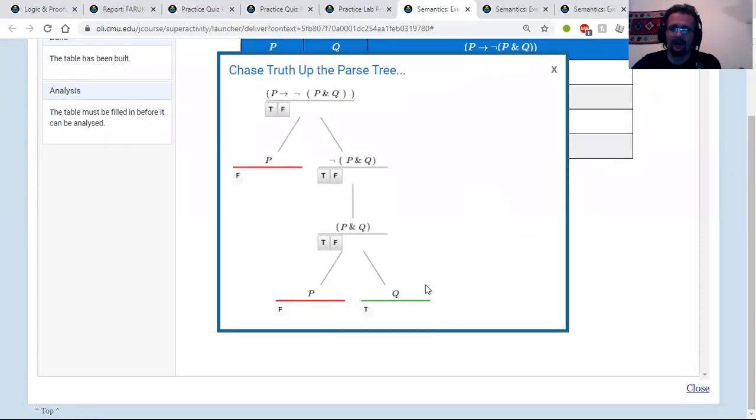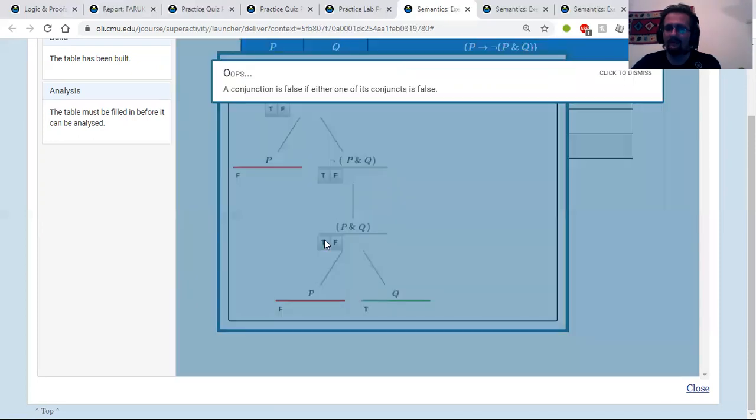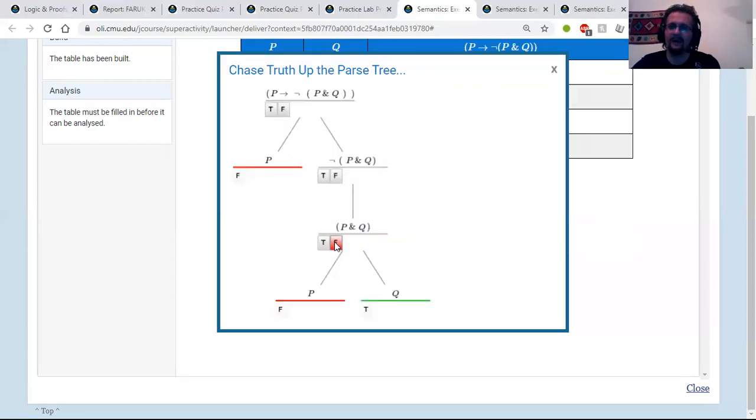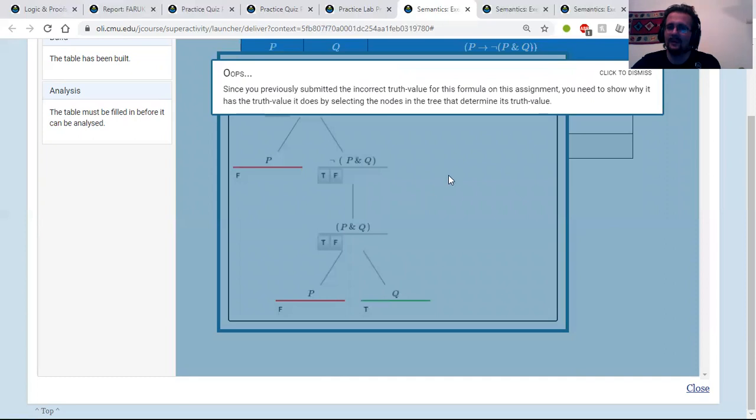Let me show you what happens if you make a mistake, because if you misclick like I do occasionally, you are going to end up in the following problem. So here we have false and true as a conjunction. That should give us false. Well, let's say you misclick on true. And so it tells us a conjunction is false if either one of its conjuncts is false. Great. Can I now just note that it's false? Nope. It's asking me to explain to it why this is false.